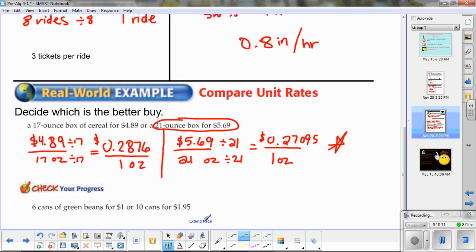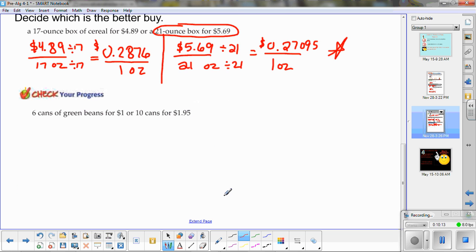You may want to pause the video and try the last one on your own. 6 cans of green beans for $1 or 10 cans for $1.95. Remember, you want to compare the cost for one. So let's do $1 for 6 cans, or it's going to be $1.95 for 10 cans.